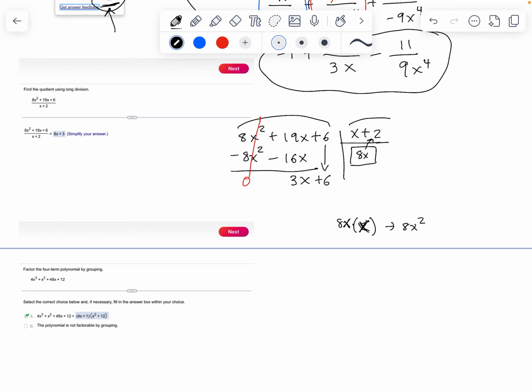Now we want to find what number, when we multiply by x, will give us 3x. And the answer will be just 3, right? 3 times x will be 3x. But when it comes to this side, it becomes negative 3x. And then the 3 here times 2 equals 6. When it comes here, we write it as negative 6. So 3x minus 3x goes to 0. 6 minus 6 goes to 0. So then this will be the final answer, 8x plus 3.